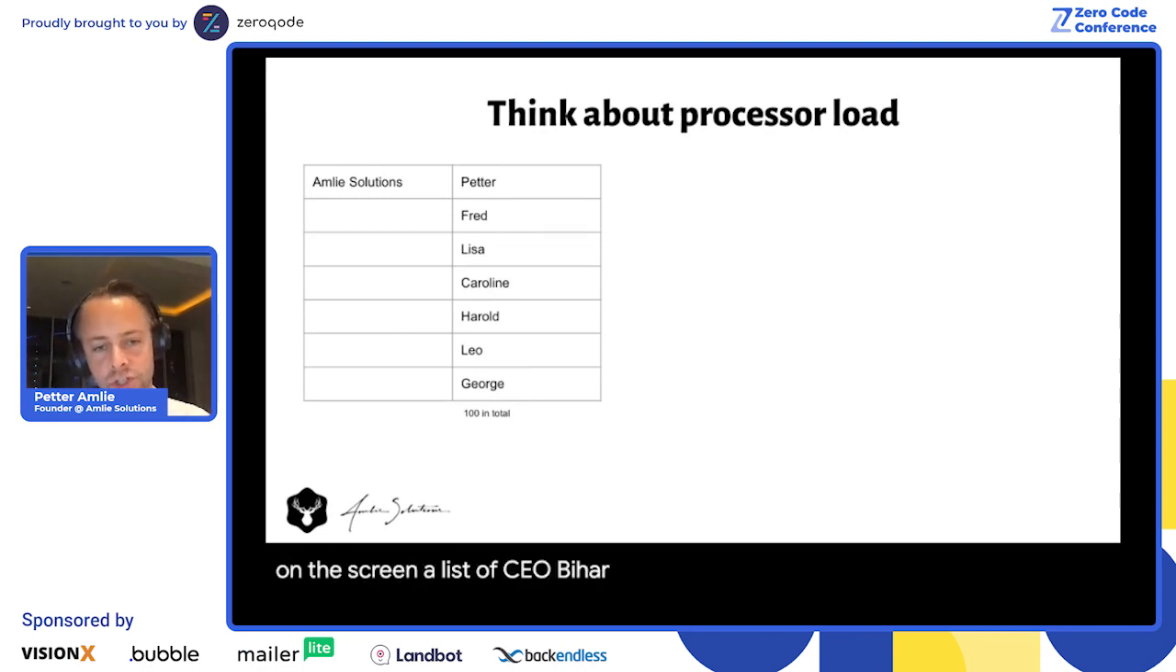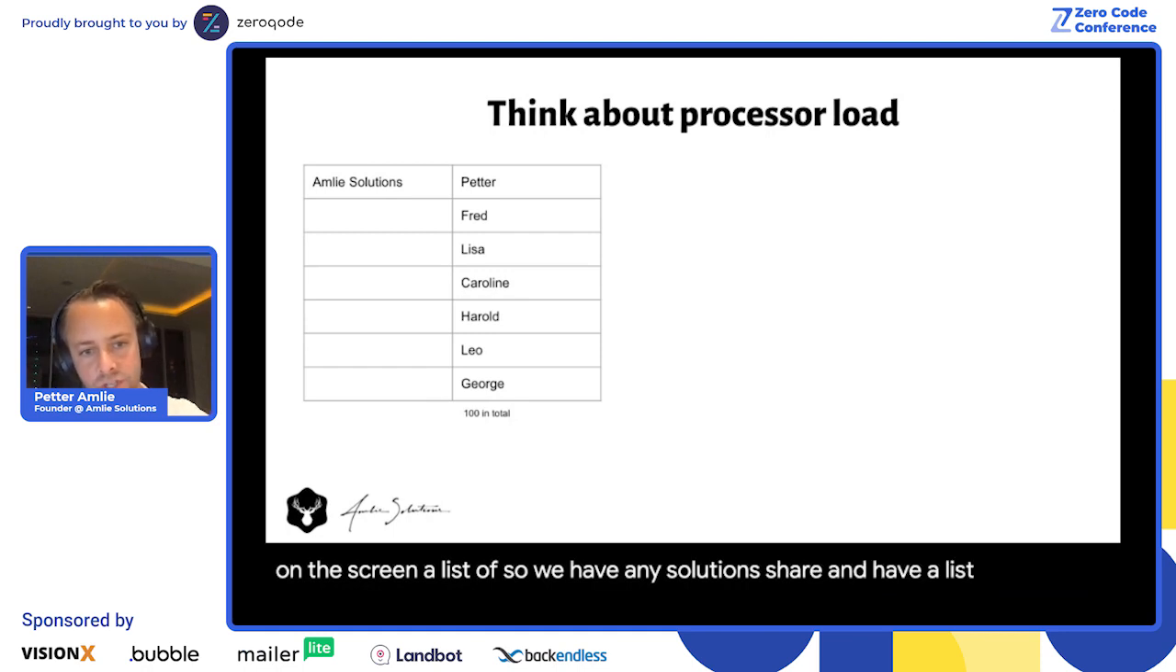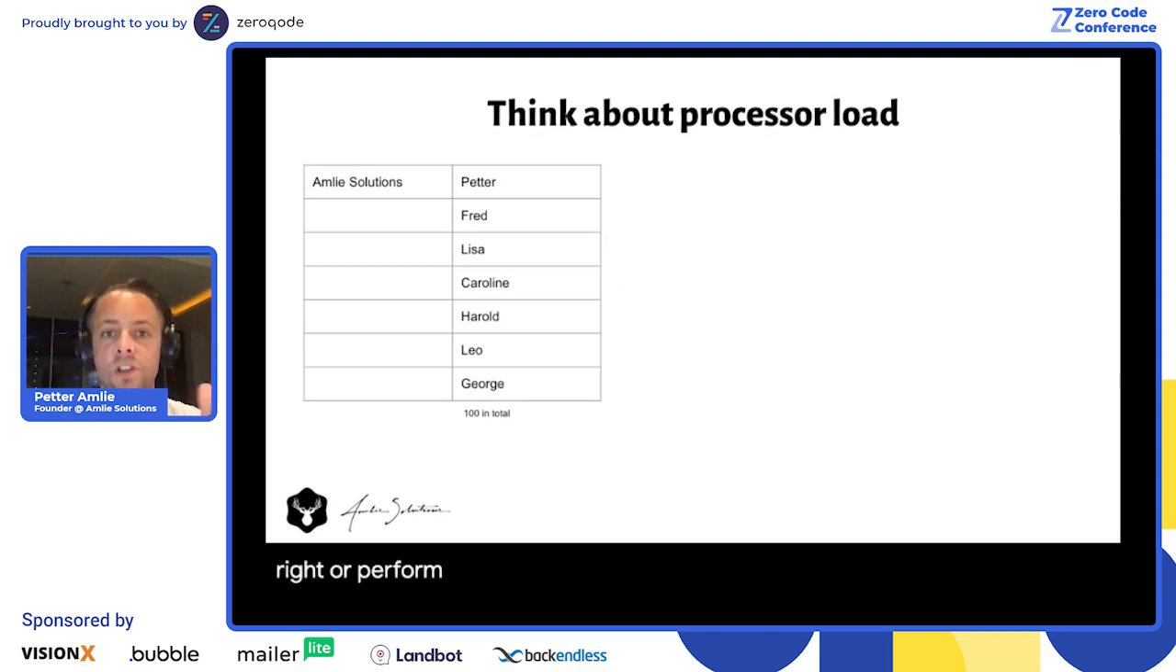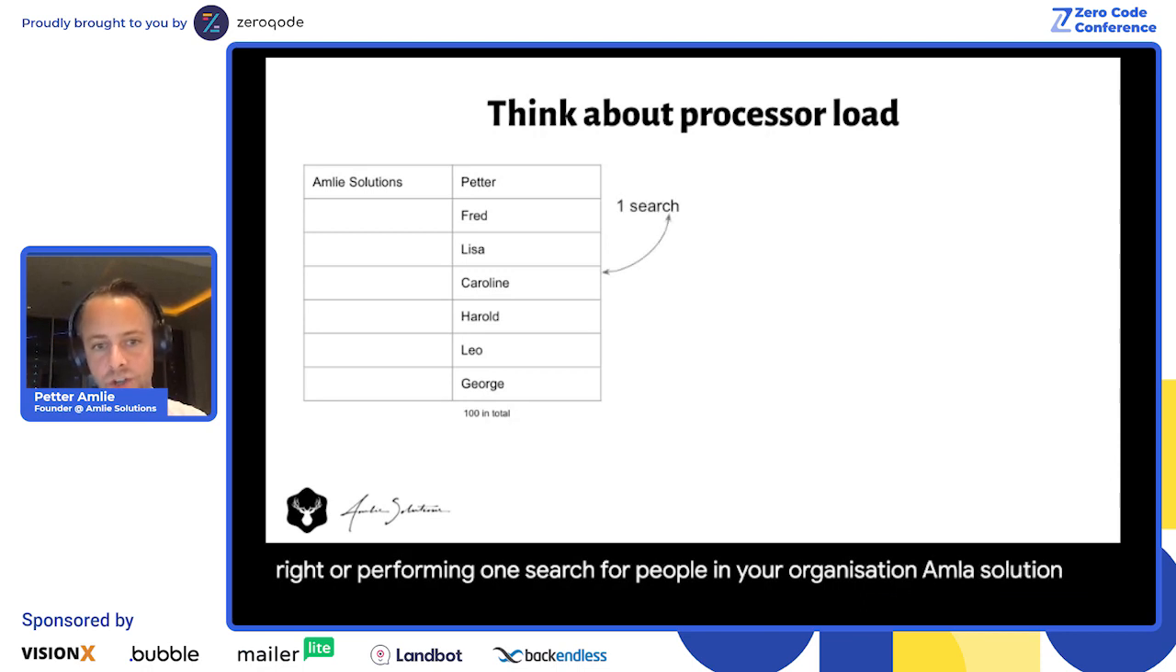So we have Amlie Solutions here, and we have a list of employees. And you see on the bottom here that we have a list of 100 employees in total. So this is one search, right? You're performing one search for people in the organization Amlie Solutions, one search.